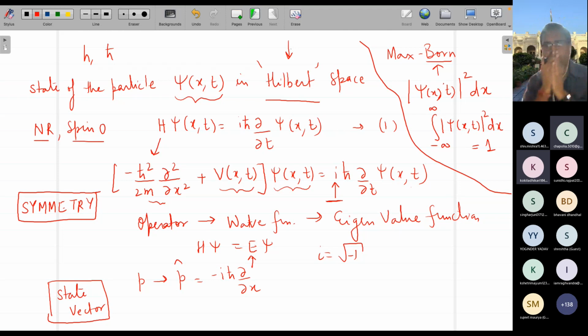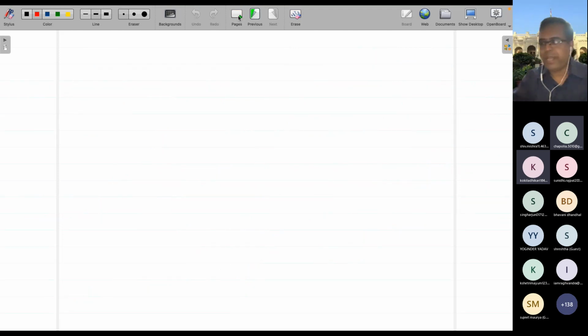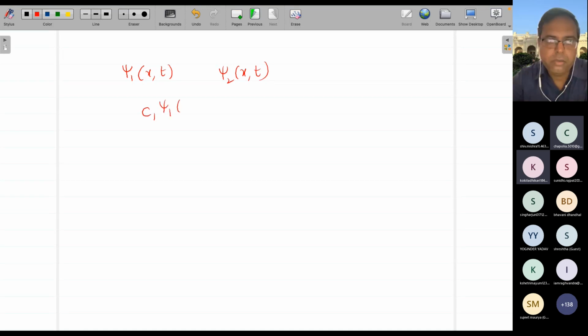Okay, so let's just go to the next point. Now tell me, this wave function xi is a complex number. You have already told me. Let's say xi1 is a solution of the Schrodinger equation and xi2 is also a solution of the same Schrodinger equation. Will c1 xi1 plus c2 xi2 be a solution of the Schrodinger equation?